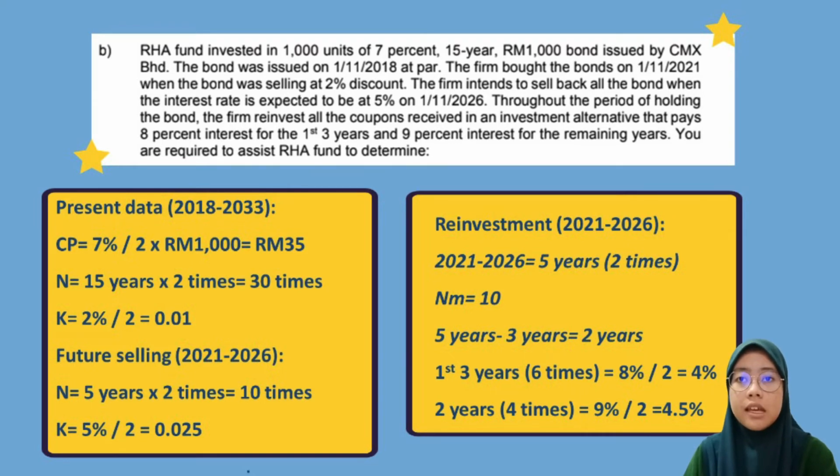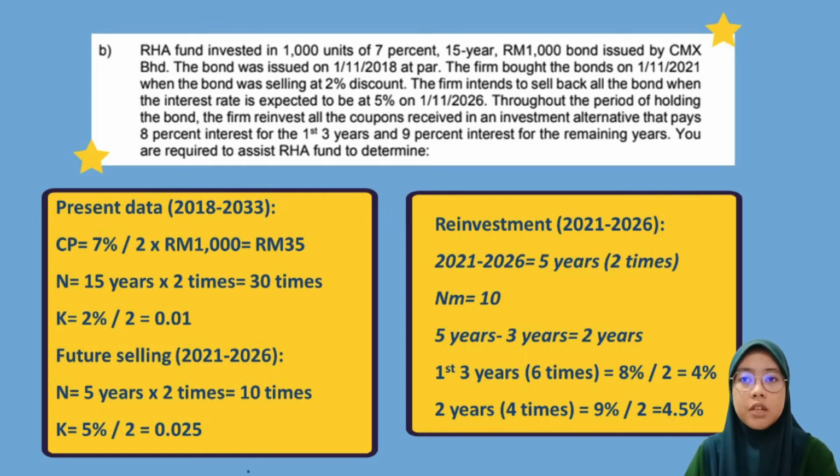The yield or K is 2% divided by 2, which is 0.01. Secondly, the future selling, which is from 2021 to 2026. N is 5 years, so NM is 5 multiplied by 2, which is 10 times. The yield or K is 5% divided by 2, which is 0.025.